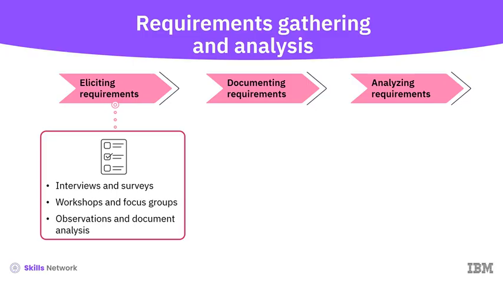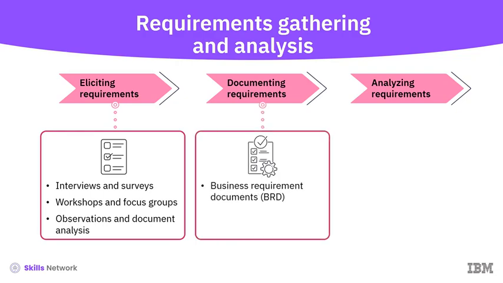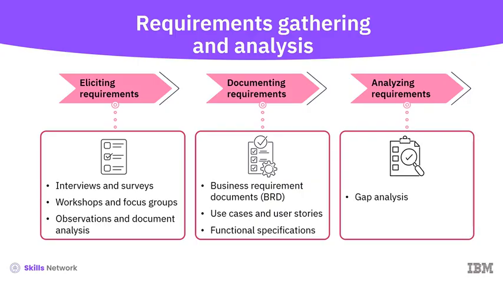The next step, documenting requirements, includes creating detailed documents that outline business requirements, writing use cases and user stories to describe functional requirements and user interactions, and documenting the detailed functional specifications of the system or solution. The third step, analyzing requirements, includes identifying gaps between the current state and the desired future state, assessing the feasibility of proposed solutions, and prioritizing requirements based on business value, urgency, and feasibility.